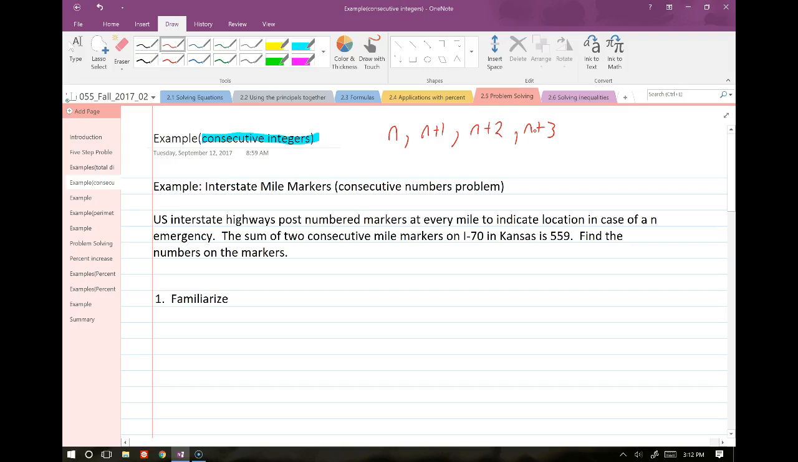They'll give you a number and say, okay, we have a number and the next consecutive number. Well, those two numbers are n and n plus 1. If they're asking you for consecutive odds, then you'd say n and then n plus 2, right? And that's how you use those as formulas. So let's do an example.